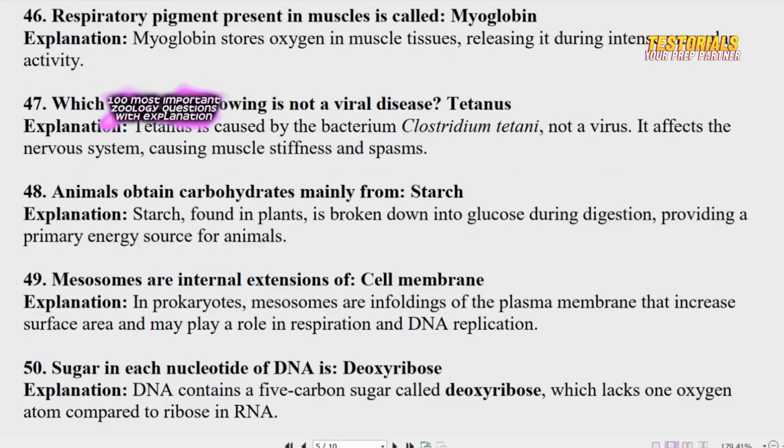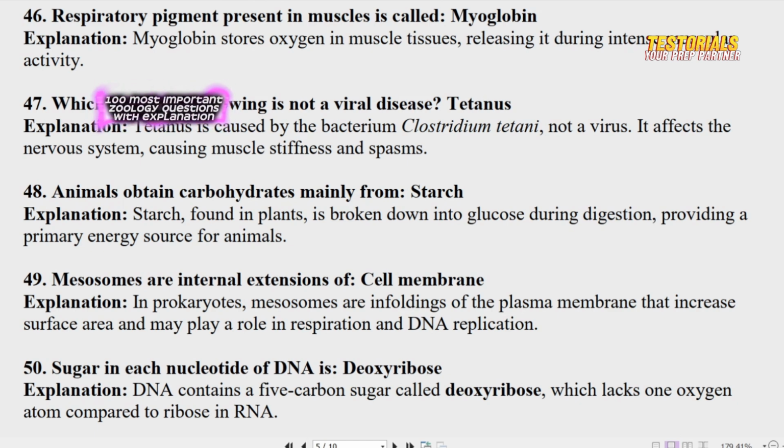47. Which one of the following is not a viral disease? Tetanus. Explanation: tetanus is caused by the bacterium Clostridium tetani, not a virus. It affects the nervous system, causing muscle stiffness and spasms.